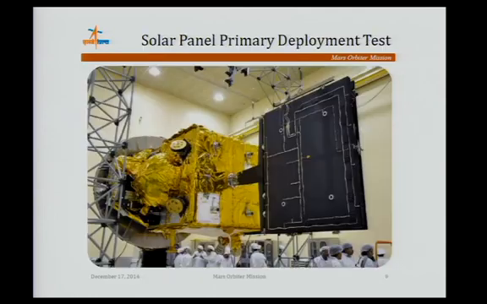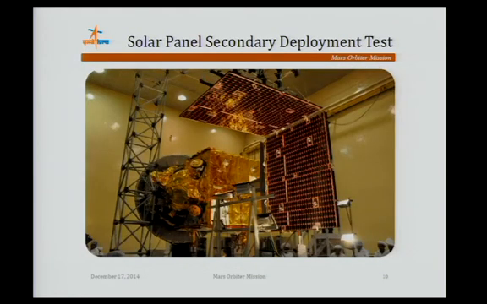Next. These show the solar deployment test condition. Here there are 3 panels. One primary deployment takes place once. Then 2 panels are deployed in a secondary deployment. That means after the first deployment, the 2 panels' deployment takes place. This is the test I am showing in the slide.